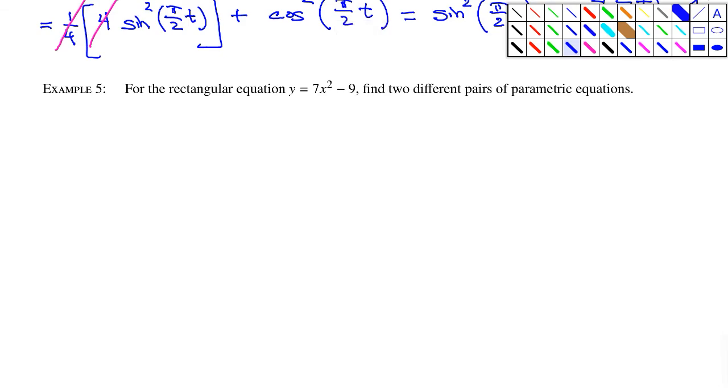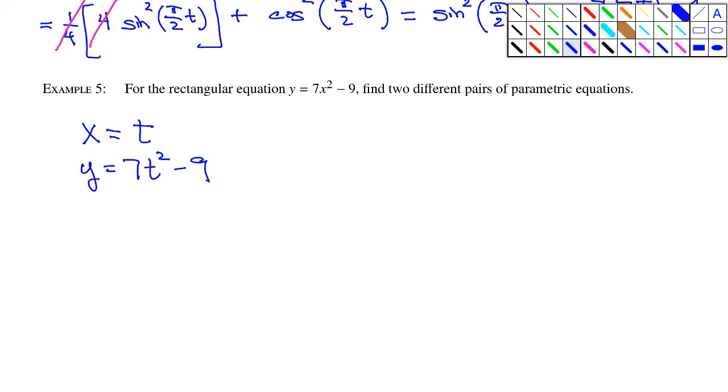Example number 5. For the rectangular equation y equals 7x squared minus 9, find two different pairs of parametric equations. So parameterizing a plane curve is not unique. You can shift the parameter t that you use. You can use different formulations for the x and y. All sorts of things can happen. Now, there is a very quick way to parameterize y equals 7x squared minus 9. That would be to just let x be equal to t. And so that means y is equal to 7t squared minus 9.